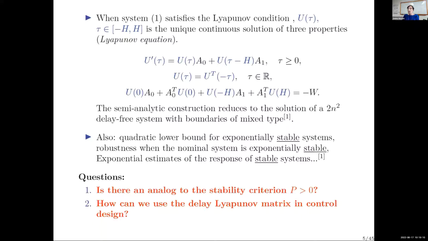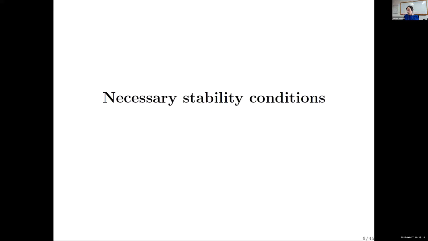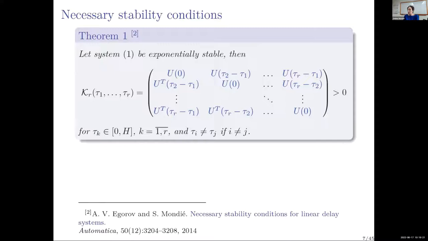So I will start with the necessary condition. Well, the necessary stability condition we obtain in terms of the delay Lyapunov matrix. The delay Lyapunov matrix is not constant, it's a matrix function. So how do you check positivity? It's not straightforward, we have no answers to that. We don't have something like the Sylvester criterion. But what we will see today is that we have a positivity condition which is of this kind. It's a symmetric matrix that only depends on the Lyapunov matrix.